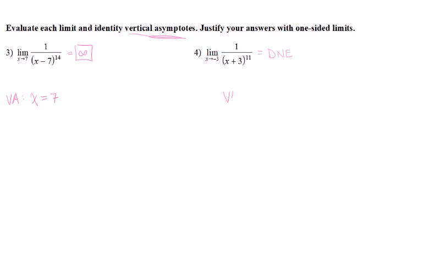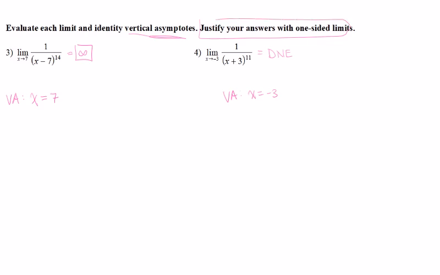Okay, and here the vertical asymptote is x equals -3, right? Because that's what would create a 0 in the denominator, right? It's the opposite of this. Okay. All right. Now, one thing I didn't do is justify our answers with one-sided limits. So let's do that real quickly.